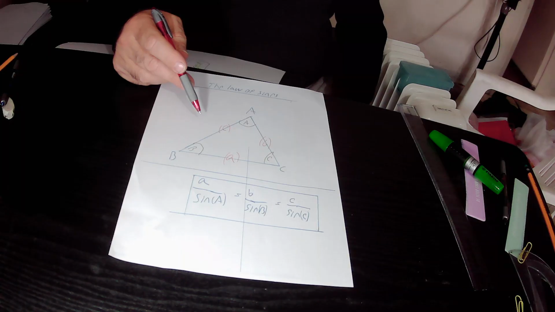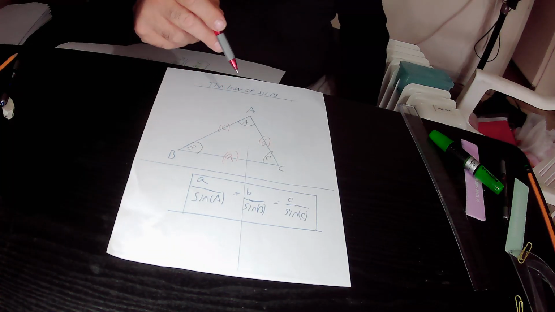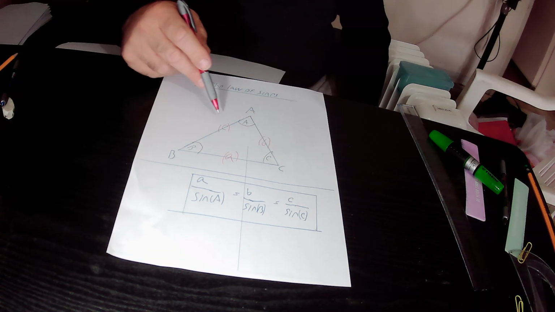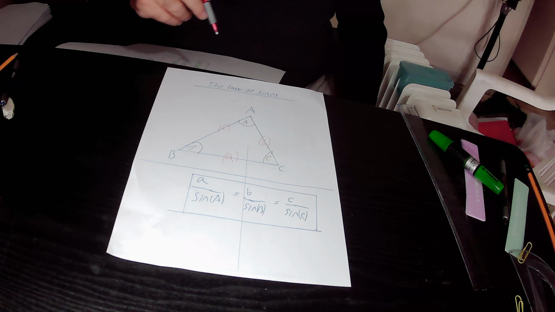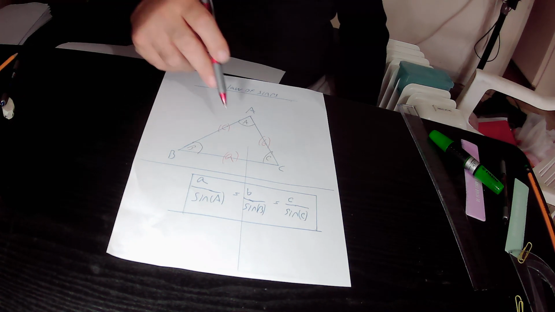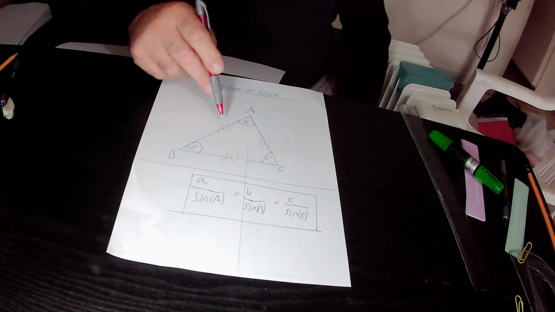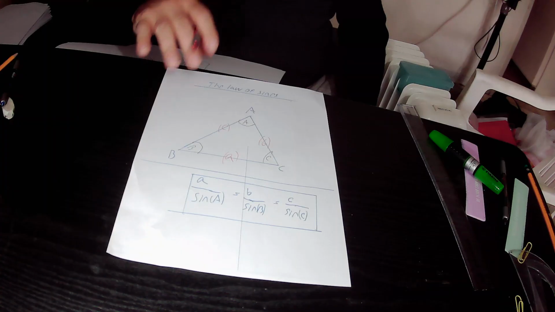So in this triangle ABC that could be any triangle, according to the law of sines, the following equation is true: a over sine A equals b over sine B equals c over sine C. Again, in this triangle ABC according to the law of sines, a over sine A equals b over sine B equals c over sine C. So we can implement the law of sines in our triangle ABD.